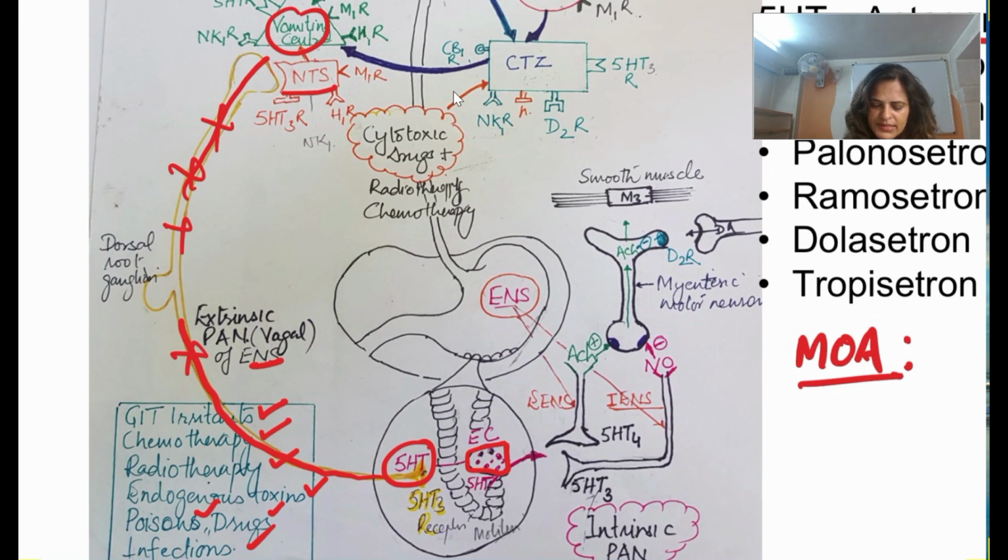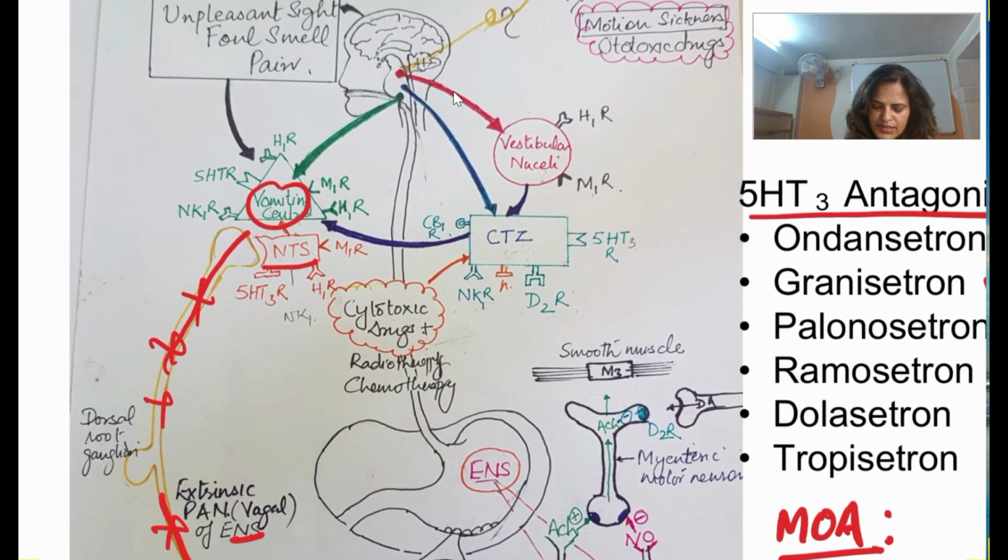Now it also exerts a central action. The 5-HT3 receptors are present in the CTZ, in the nucleus tractus solitarius, and even on the vomiting center. So these drugs directly inhibit the 5-HT3 receptor at these particular sites.